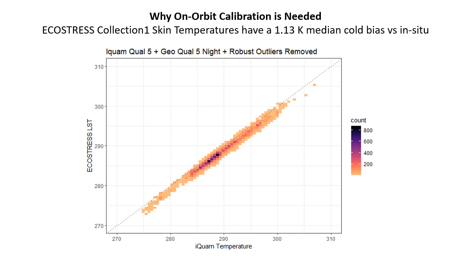So why do we need to calibrate ECOSTRESS? Well, ECOSTRESS Collection 1 skin temperatures have a 1.13 Kelvin median cold bias versus in situ. Here are in situ temperatures from NOAA, and here's the retrieved surface temperature from ECOSTRESS. The 1-to-1 line is the dotted line, and you can see that the points lie below the line and are pretty much parallel to the line. This is a data set where I used best quality in situ data and best quality geosynchronous collocations for cloud cover removal, and then robust outliers were removed.